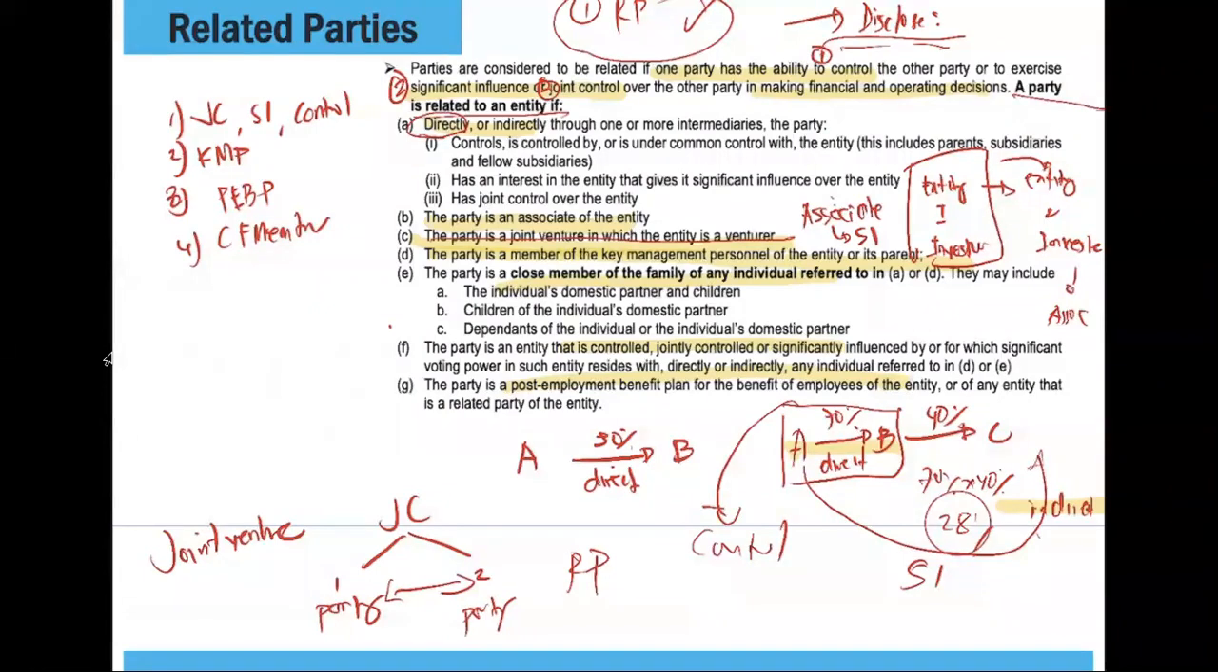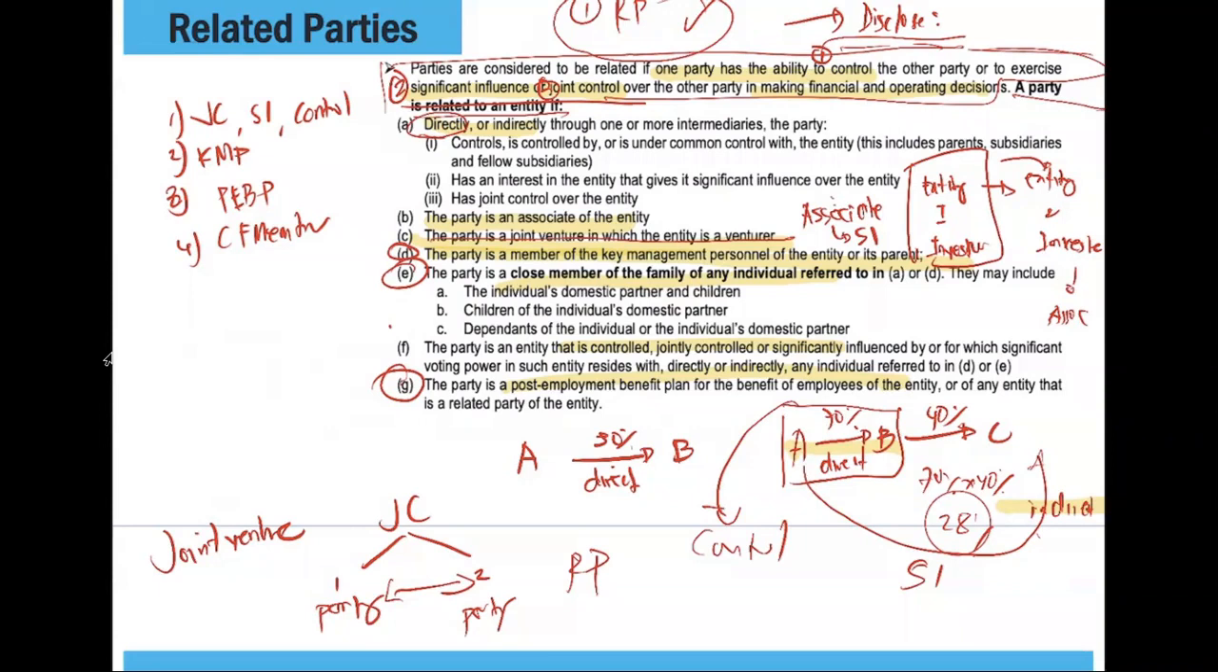Ito, key management. Ayan. Kasi ito yung main definition, di ba? So, yan yung mga una nyong hahanapin. If there is control, significant influence, and or joint control. And the others are only enumeration of the different items.